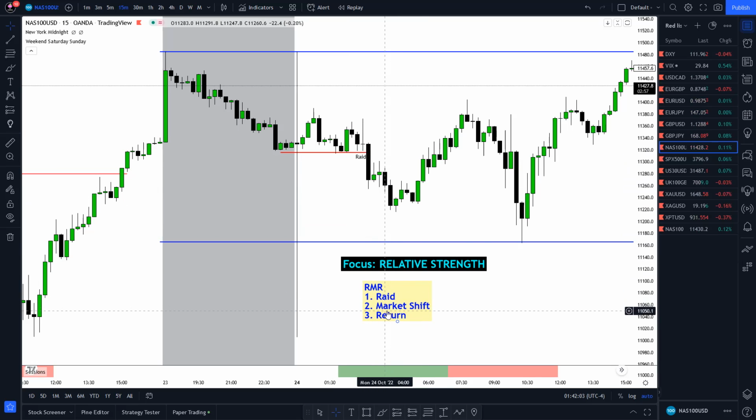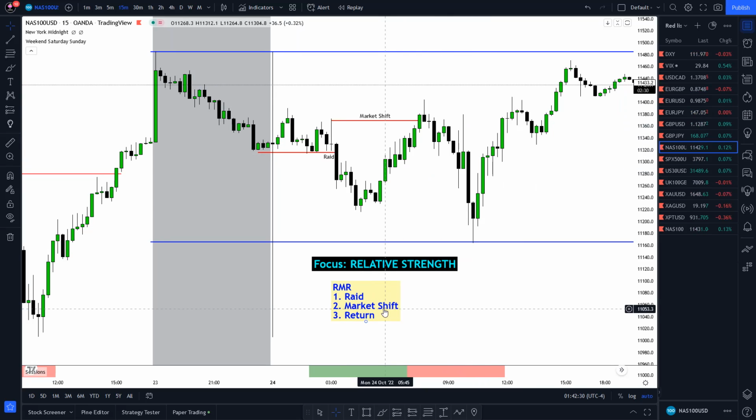And then after the raid, we look for a market structure shift. So we had a bearish raid. As soon as swing highs start to be broken, so we have a swing high broken here, swing high broken over here, this is what we can call the market structure shift. And finally, we look for the return area. And typically during the market structure shift, there'll be a gap that's been presented. So over here, we have a 15-minute gap.